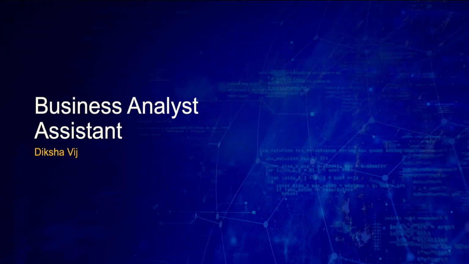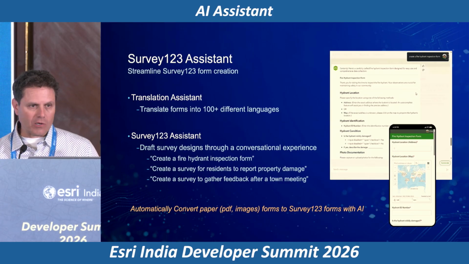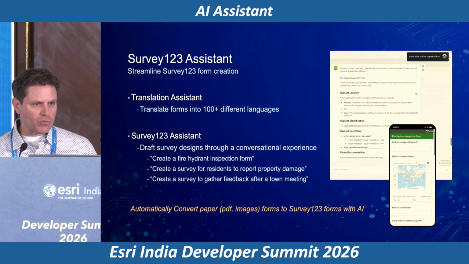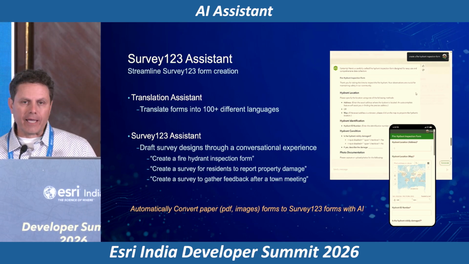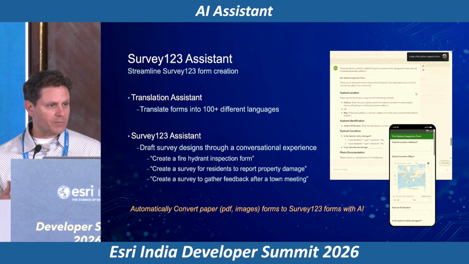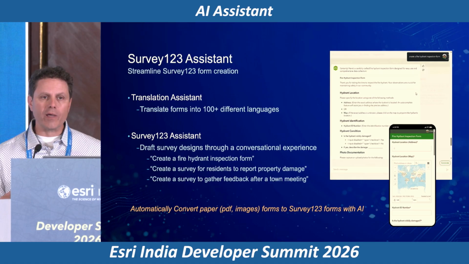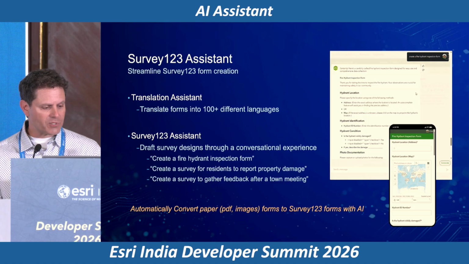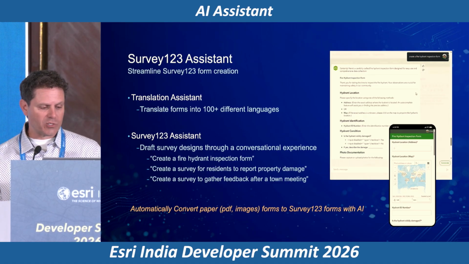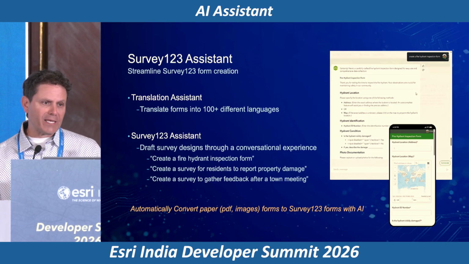Oh, excellent. Thank you, Diksha. Excellent demonstration showing the BA assistant. Our next couple of assistants are also very focused. This next one is an assistant for the Survey123 application. It allows you to translate forms or surveys in over 100 different languages, but it can also help with the creation of surveys. You're looking at some example prompts here: create a fire hydrant inspection form, or create a survey to gather feedback after a town meeting.